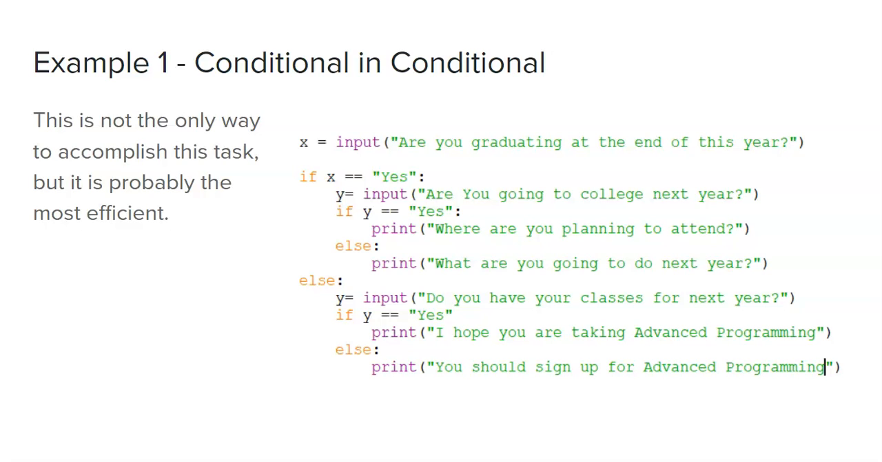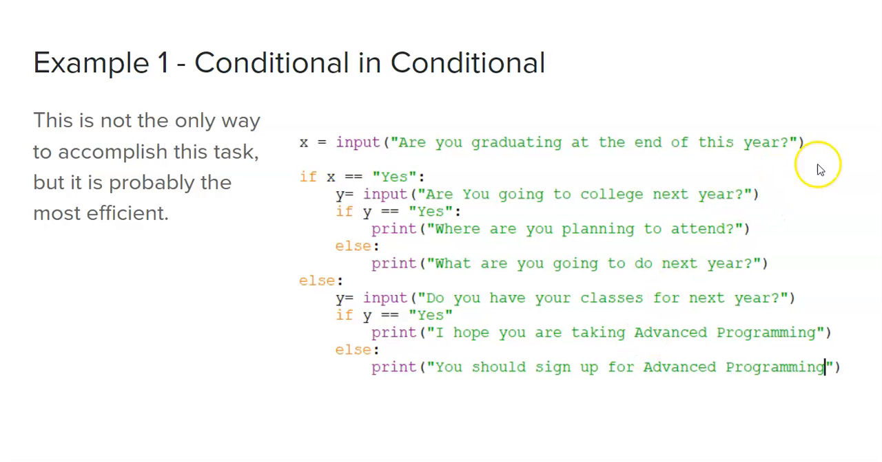So I'm going to show you a few examples of each. Some are really common, some aren't as common, but all of them get used from time to time. So the first example is a conditional within a conditional. And often there's another way to accomplish the task using and statements or stuff like that. But really, this is usually the most efficient and easiest to understand.